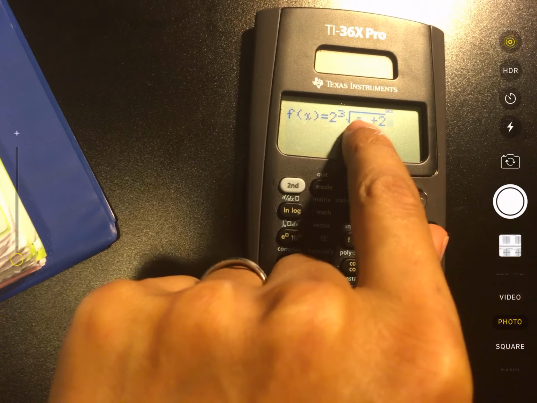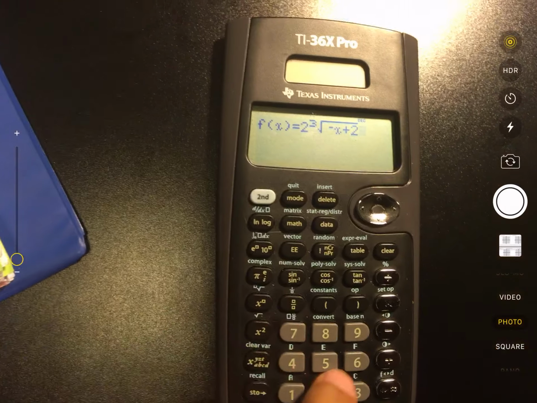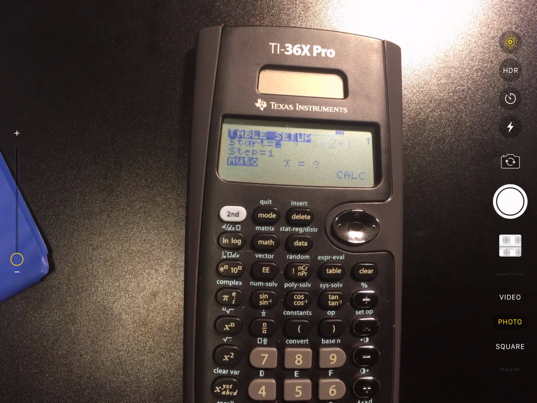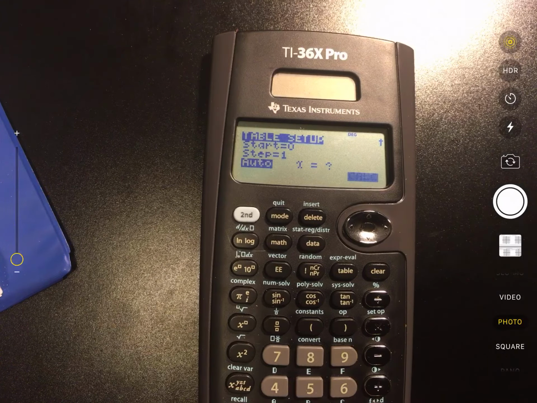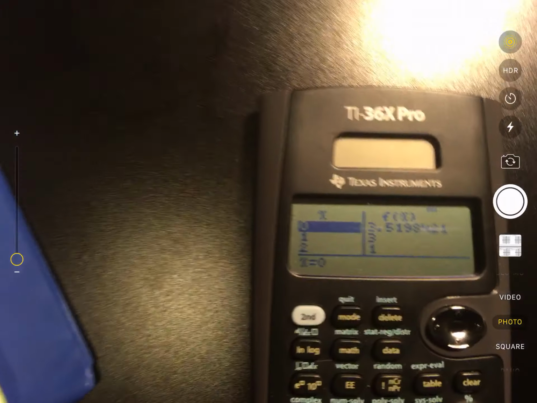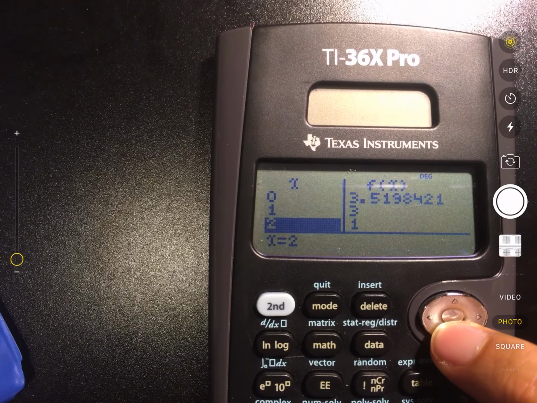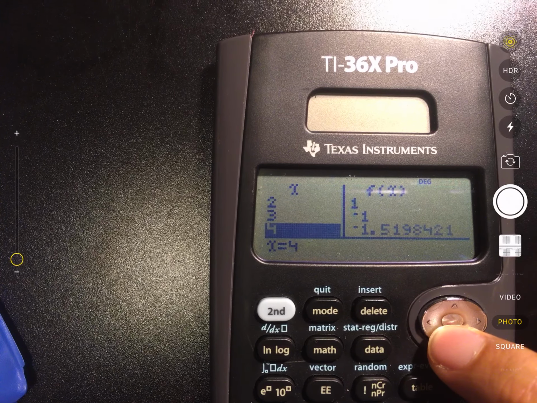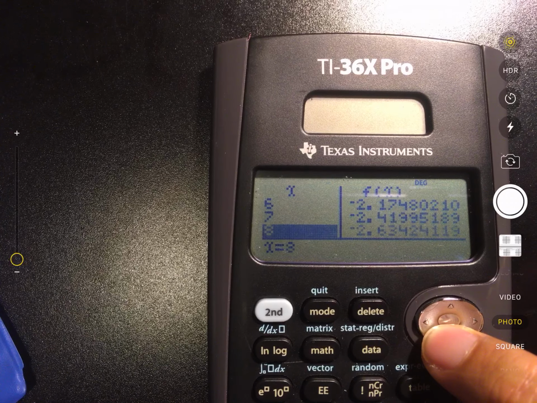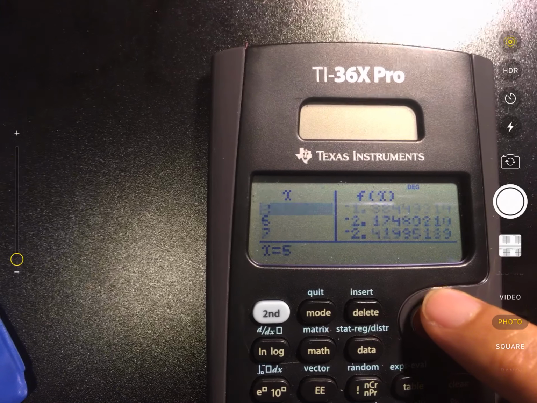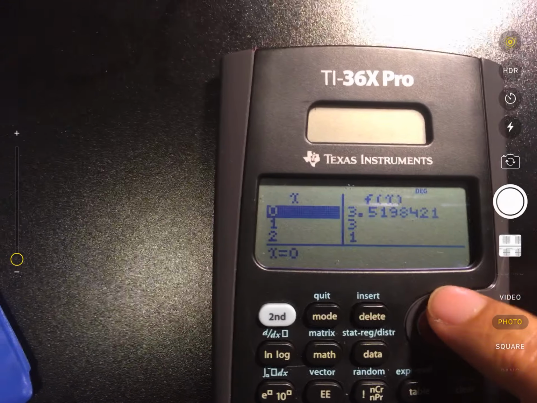Now we have negative X plus 2, all underneath the radical. Hit to the right until you get outside, then +1, then enter. Let's start at 0 and go down. So we have a 1 and a 3, 2, 1, 3, -1, going down.